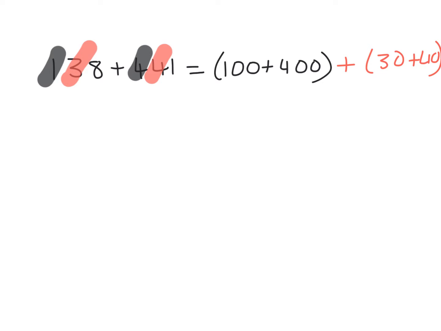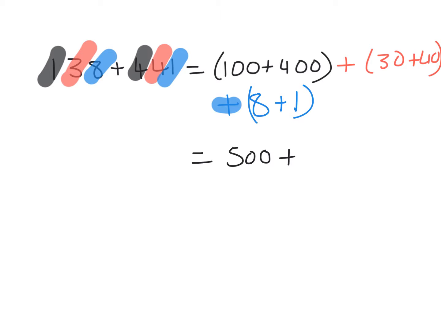I'm then going to have a look at those guys there. Plus 8 plus 1 in brackets. Alright, so now what I'm going to do is work it all out. So I've got 100 plus 400, I've got 500, plus 30 plus 40 is 70, plus 8 plus 1 is 9, so that gives me 579. Hope you got that one.